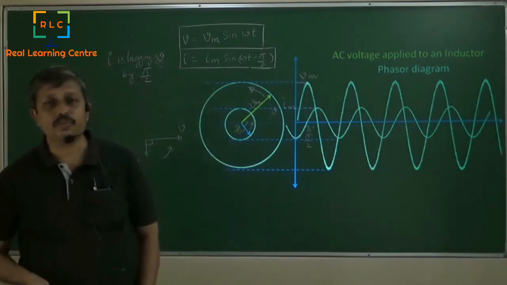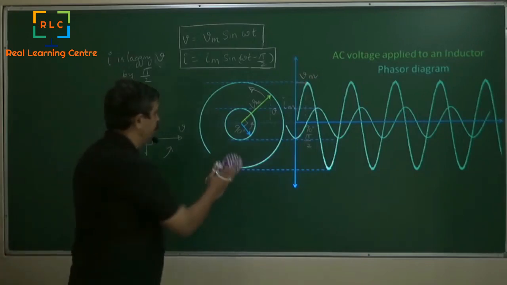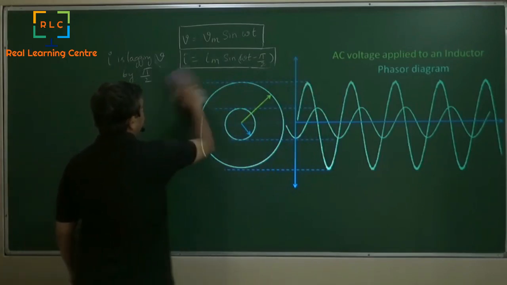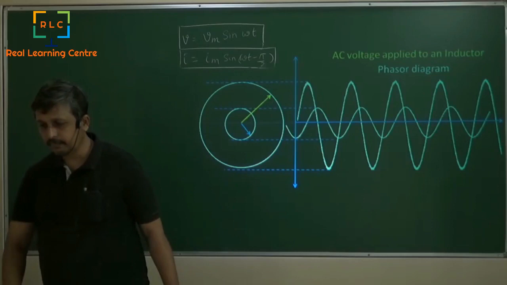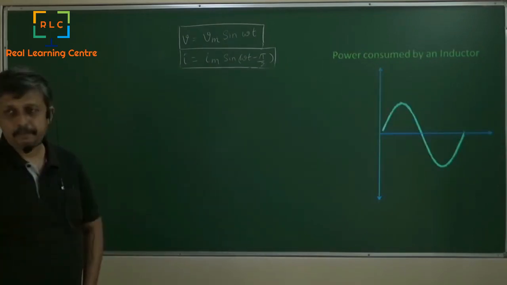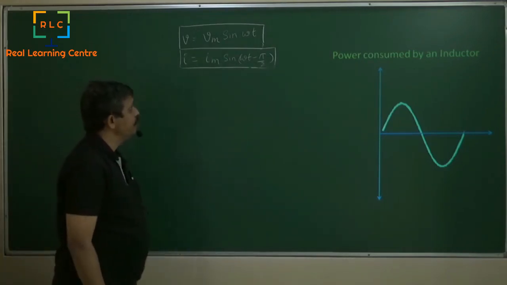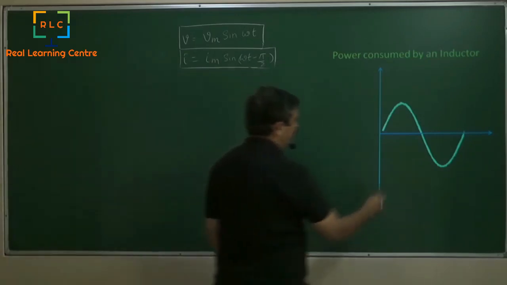So now what we will do is look at what happens to the power. Okay, let's look at the power. So power consumed by an inductor. What I'm going to do is write again: this is our V, Vm sin omega t.